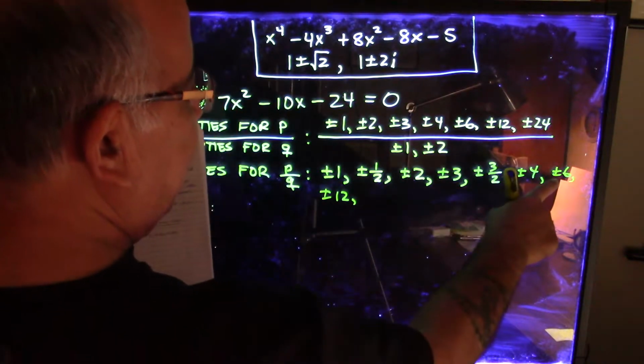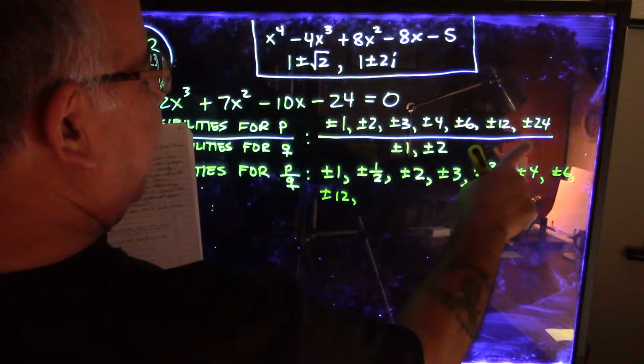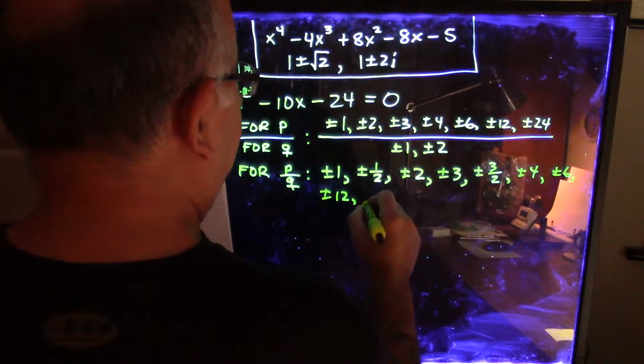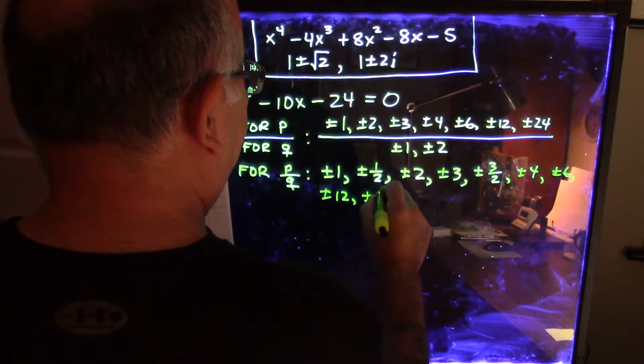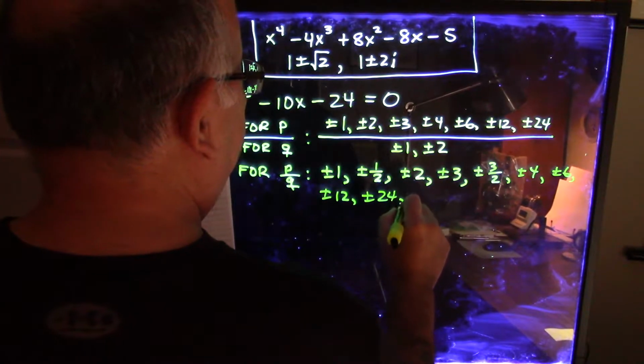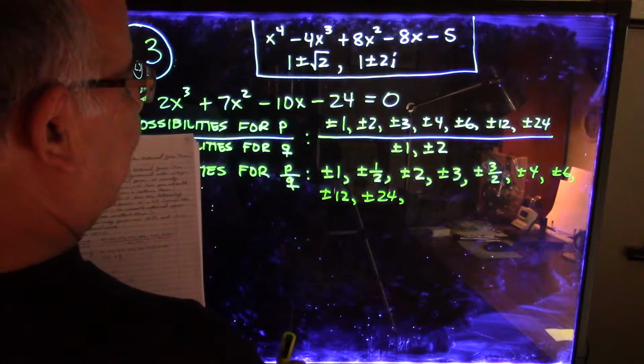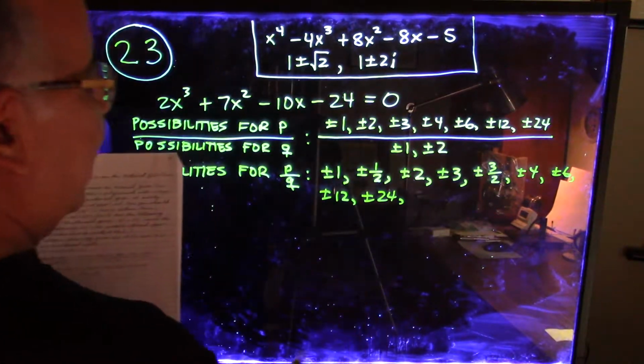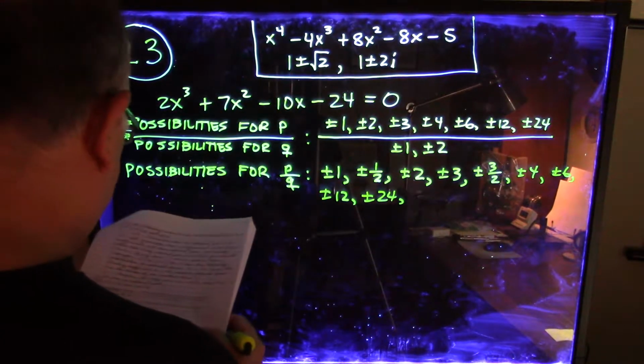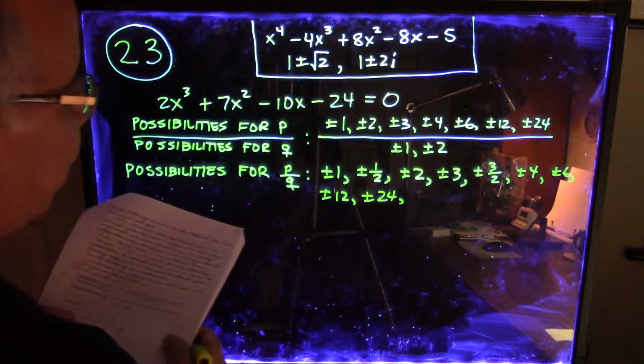And we've got that over there. So on to the next one. Plus or minus 24 over plus or minus 1 is plus or minus 24. And plus or minus 24 over plus or minus 2 is plus or minus 12, which we already have. So that's all the possibilities for rational roots.